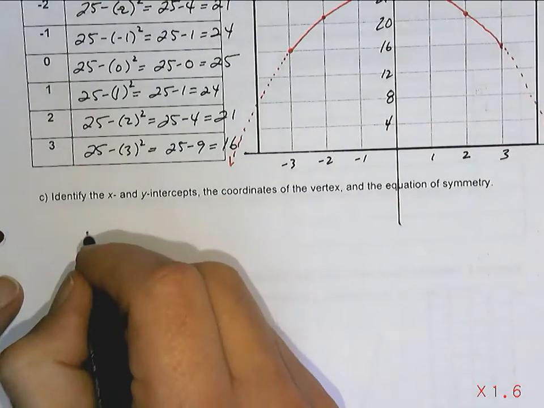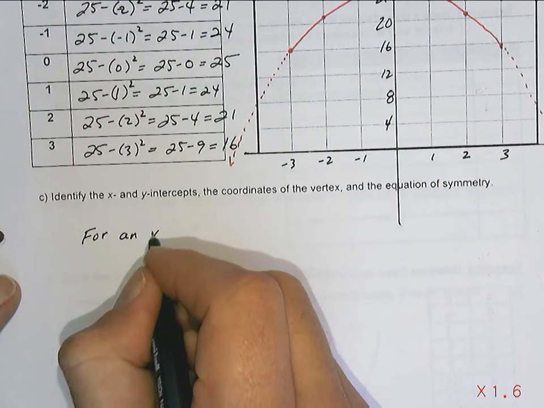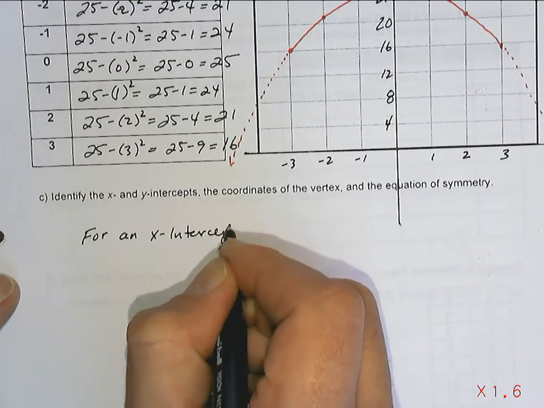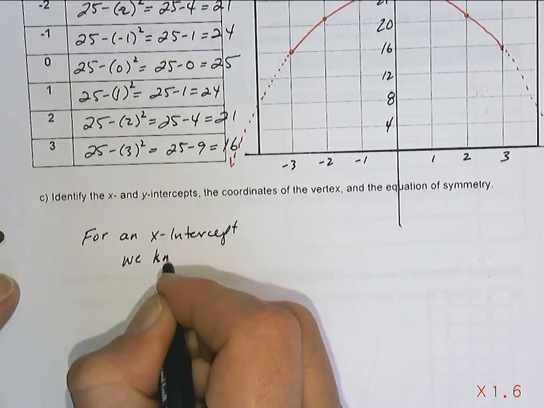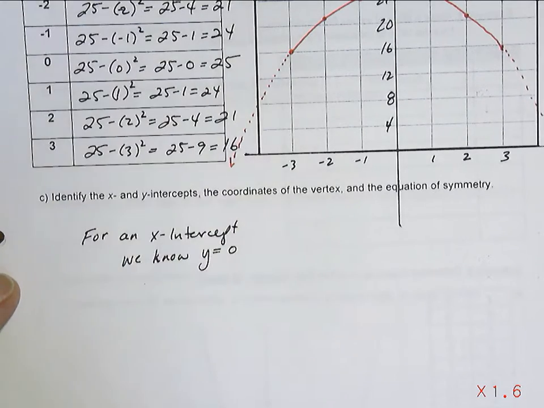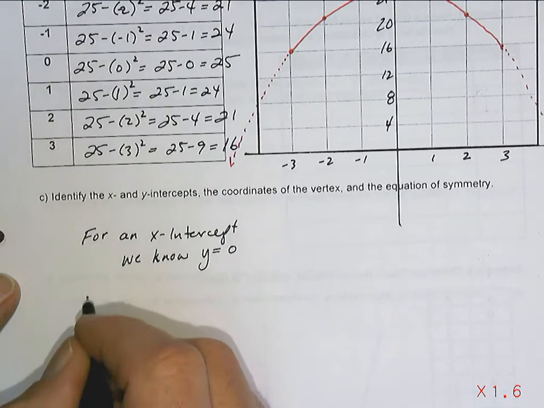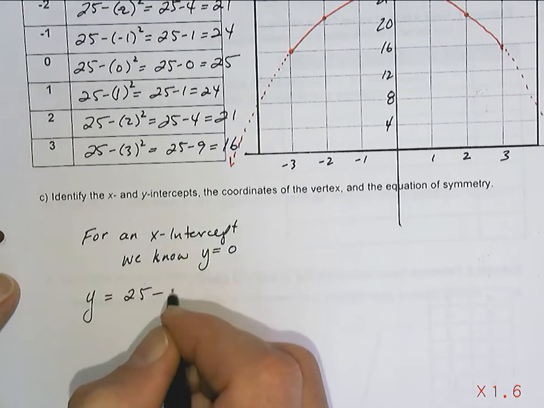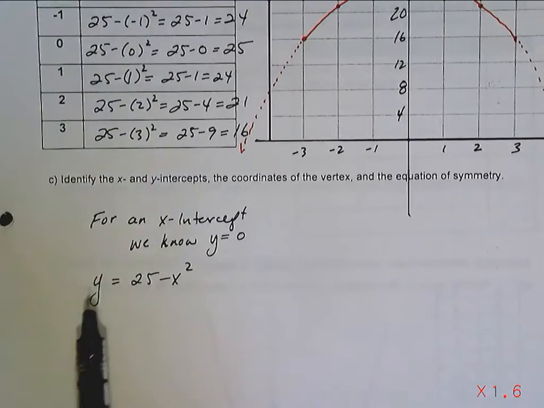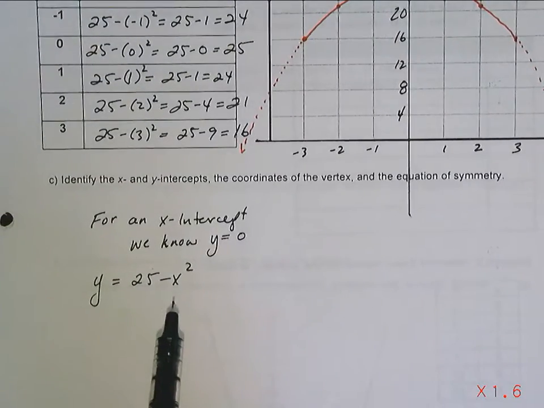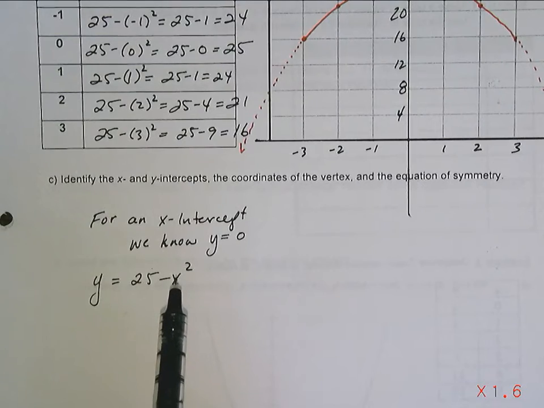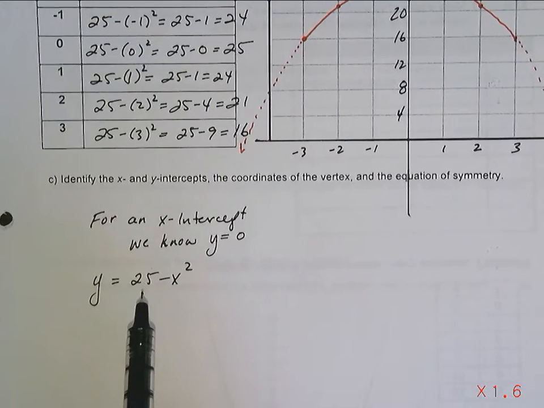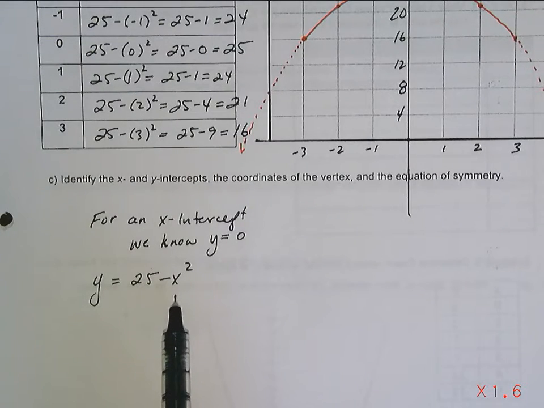For an x-intercept, we know that y must equal 0. So if I take this equation, y equals 25 minus x squared, can you tell me, just by looking at it, what value of x will make this into 0? Any ideas? What value of x, if I plug it in, if I square it, will make 25 subtract that 0?